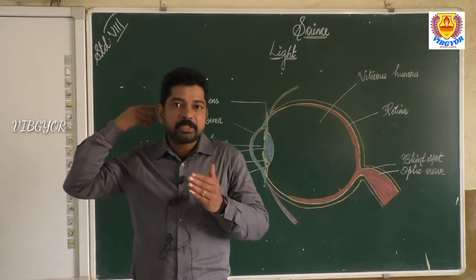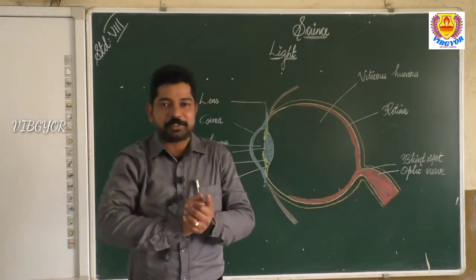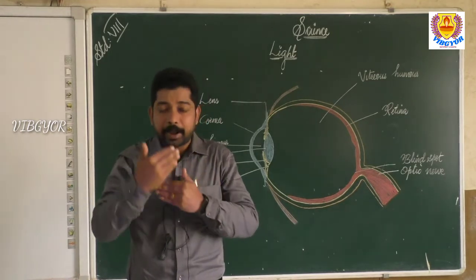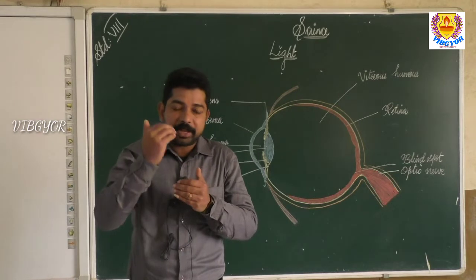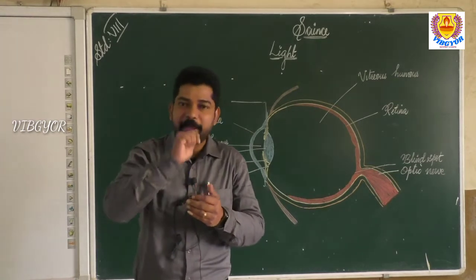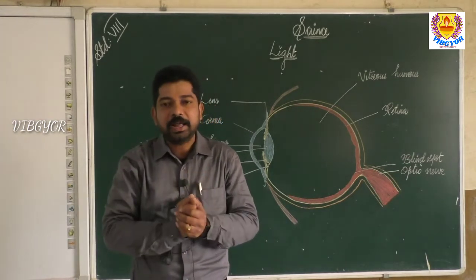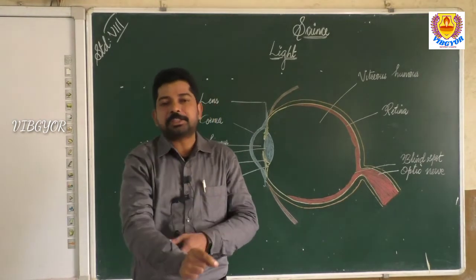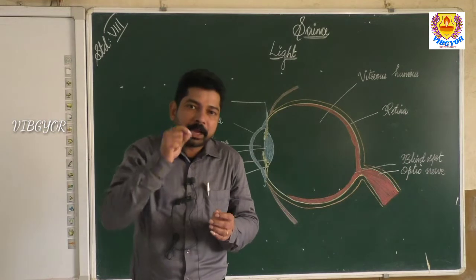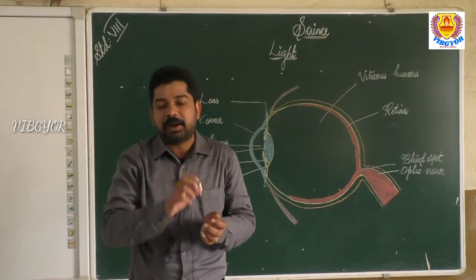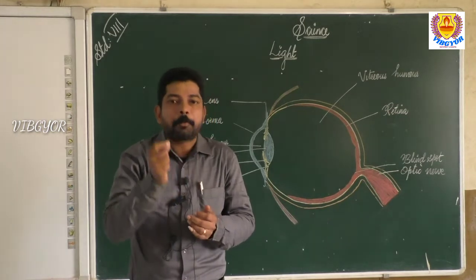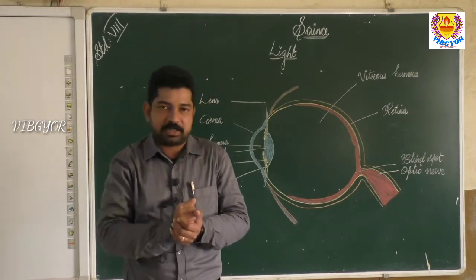That image will act as the object for the first mirror, a second time. So this repeats a number of times, and without turning back, we are able to see the back side of our hair. Which phenomenon makes it possible? The phenomenon that makes it possible is multiple reflection.